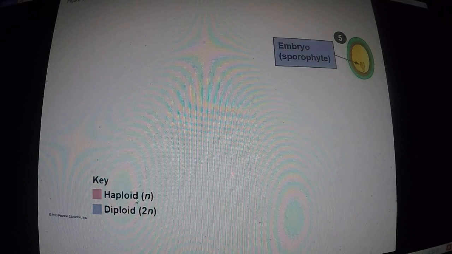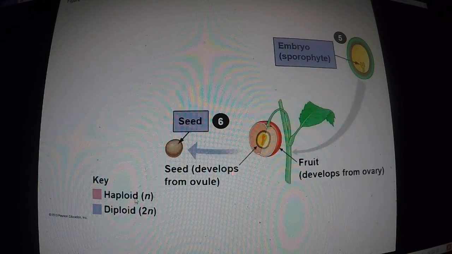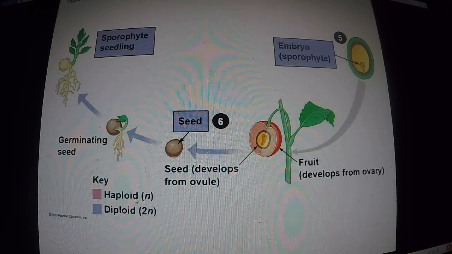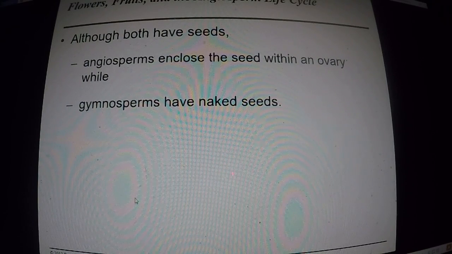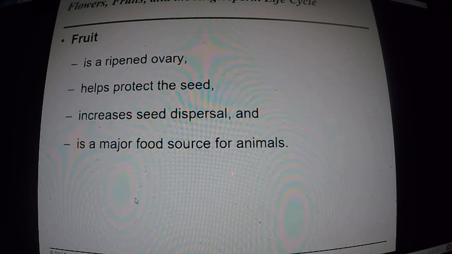The big difference is the way that reproduction occurs in there, but I'll show you that later. Although both have seeds, angiosperms will enclose the seed with an ovary, while the gymnosperms have naked seeds. Fruit is a ripened ovary, helps protect the seed, increases seed dispersal, and is a major food source of animals.